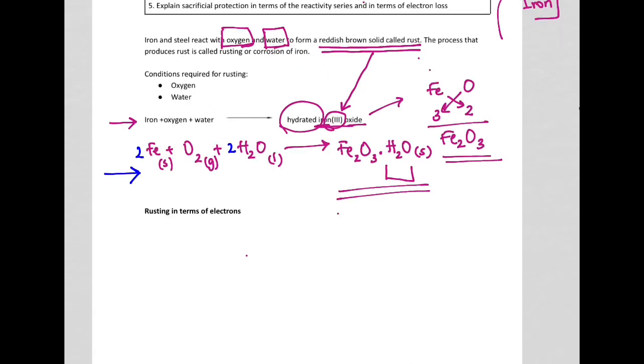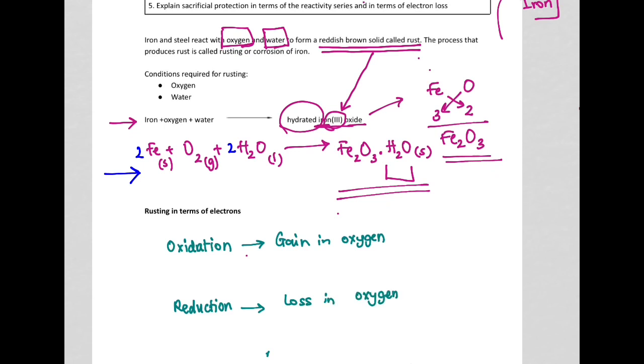Now if you look at reactions, there are in general two types of reactions: oxidation reactions and reduction reactions. Oxidation means gain in oxygen, while reduction means loss in oxygen. If you look at the rusting reaction, you can see that iron here has gained oxygen and has formed iron oxide. This means that rusting is an example of an oxidation reaction because there is gain in oxygen.